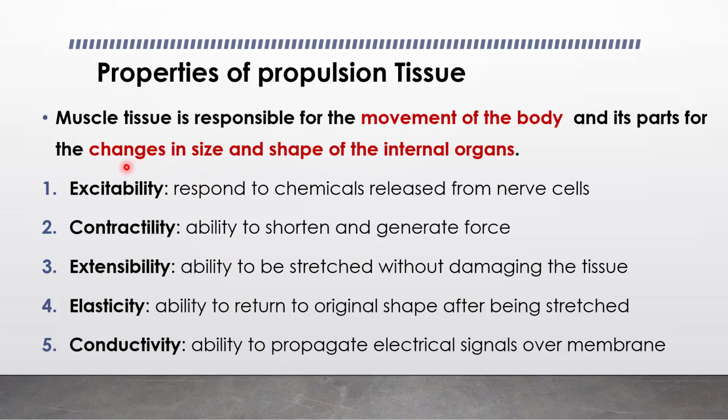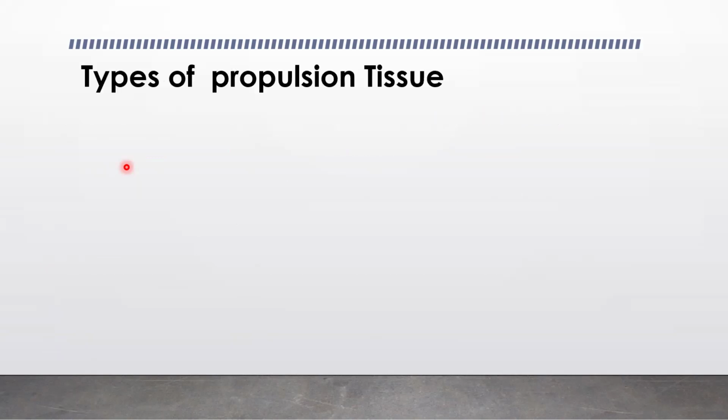So the first property is that the muscle can be excited by responding to various neurotransmitters. After responding to those neurotransmitters, they can cause the generation of action potentials. When it generates action potentials, it enables the contractility of the propulsive tissues to generate force. Then you'll have the elasticity, the extensibility, and the conductivity of the muscle properties.